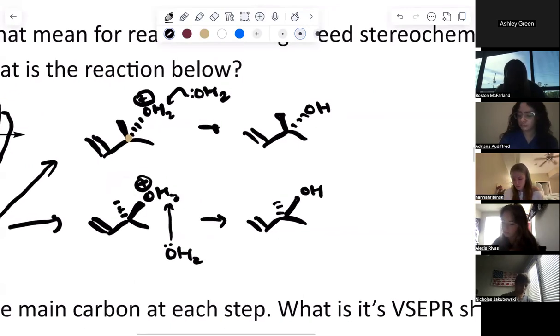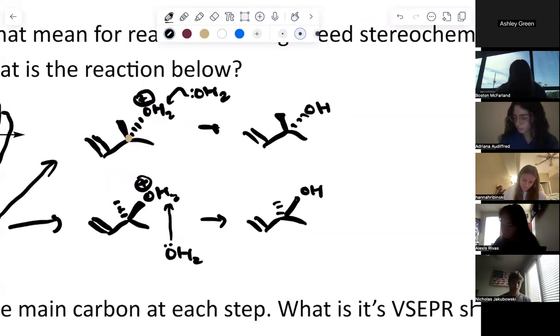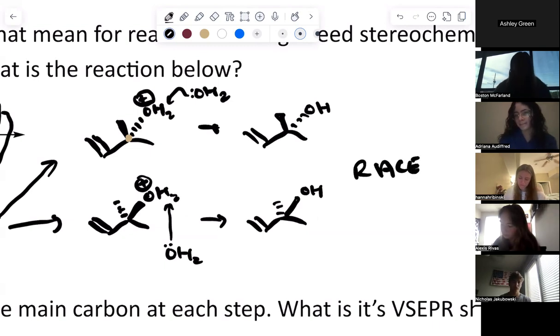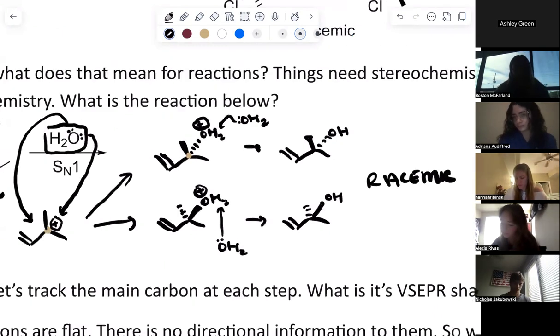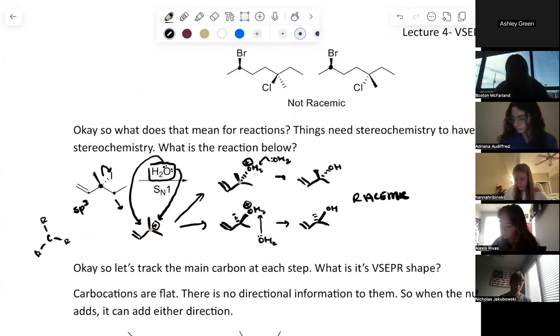Can I say this is racemic? There's only one stereocenter and they're opposite. So this is racemic. But you don't just knee jerk say it's racemic. Think about it. I added to something that was flat to make it no longer flat. There was nothing directing the water addition, so it added to both sides.